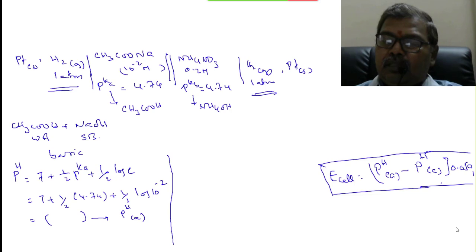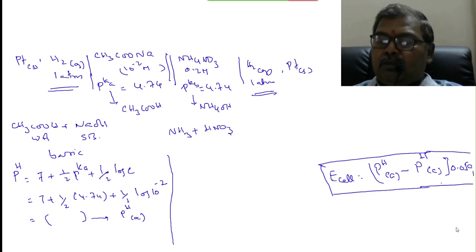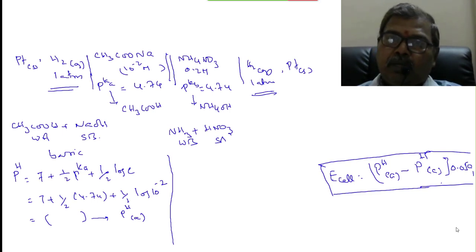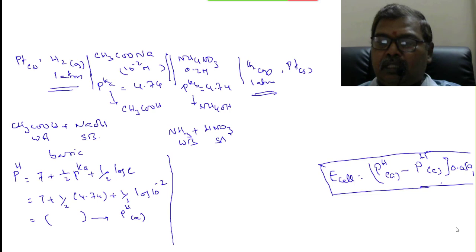Now, in the cathode half cell, NH4NO3 is there. Ammonium nitrate solution is there. Ammonium nitrate is a salt of ammonia and nitric acid. So it is a salt of weak base and strong acid. In this solution also H plus ions and OH minus ions are there. Naturally the acid is strong, therefore it is an acidic solution. The solution contains H plus ions.